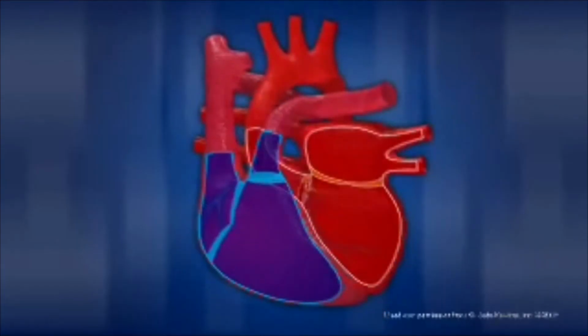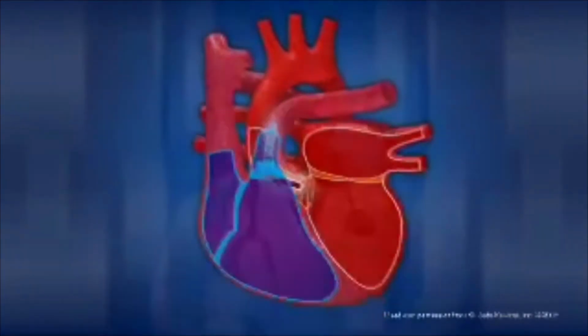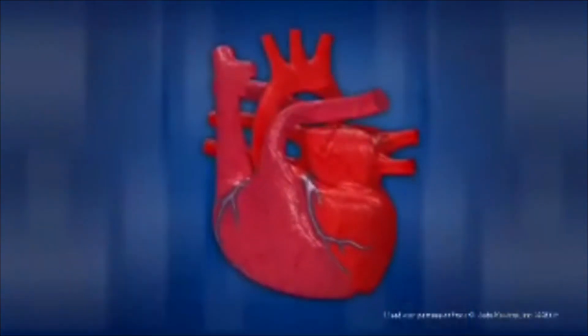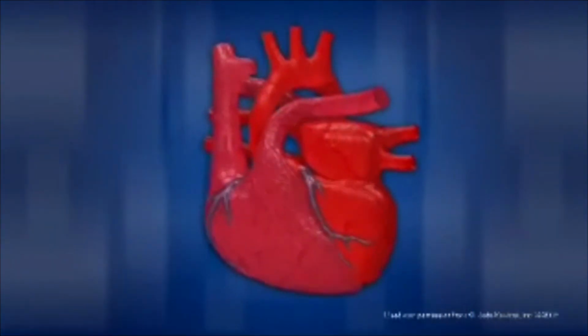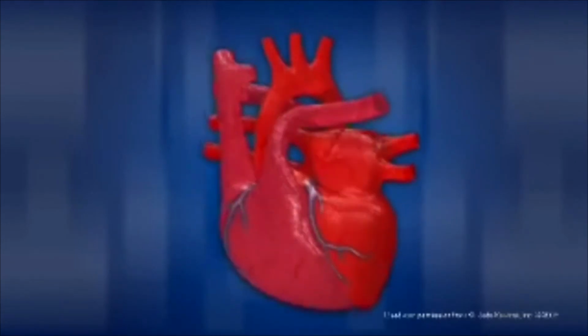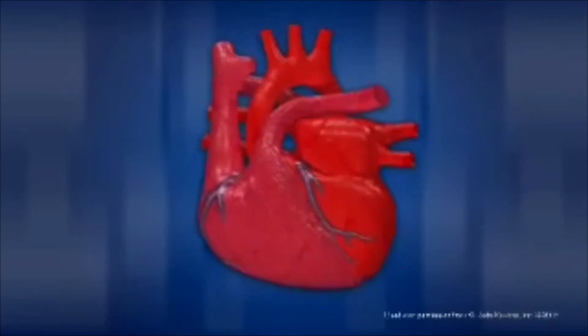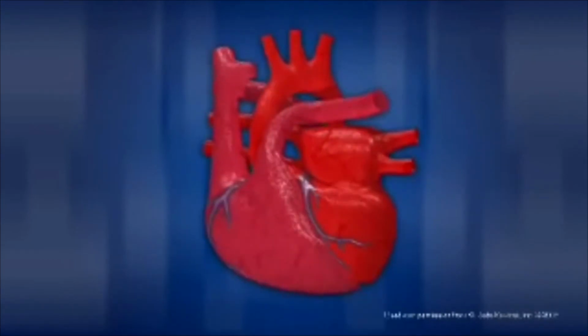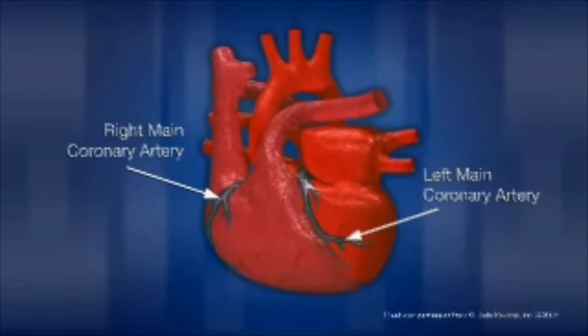As blood circulates through the heart, some of the blood flows into a set of much smaller blood vessels that provide blood directly to the heart. These arteries, called coronary arteries, surround or crown the heart. This separate circulatory system, called coronary circulation, keeps the heart nourished and oxygenated. The 2 main branches of the aorta that nourish the heart are the right and left main coronary arteries.